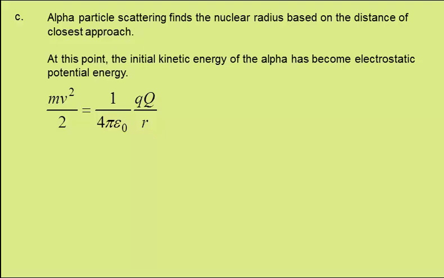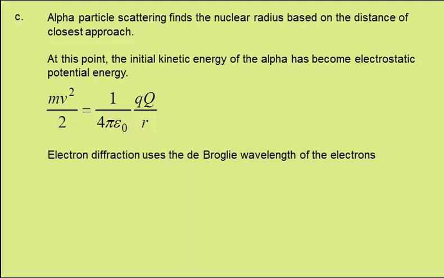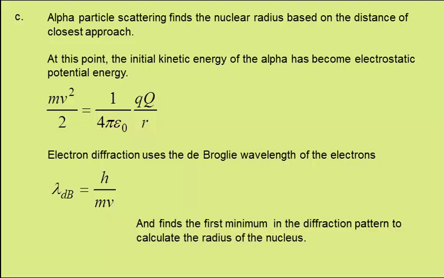q2 over r. Electron diffraction uses the de Broglie wavelength of the electrons, the de Broglie wavelength being given by the Planck constant over the momentum. This finds the first minimum in the diffraction pattern to find the radius of the nucleus.